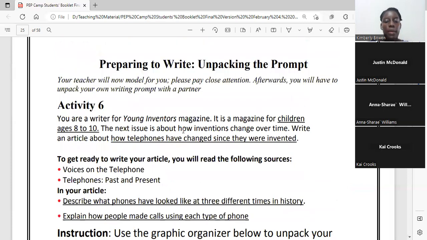So let's go back. Take 1 minute to read individually, just in your mind, and then try to identify the sentence that tells us what we want our reader to understand.